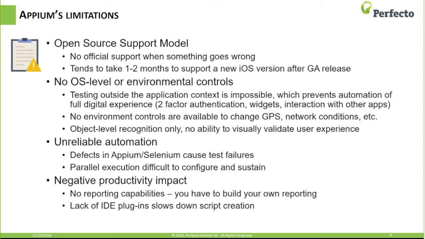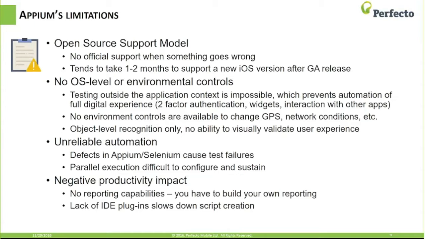There's also no OS level or environmental controls in Appium. So basically what that means is that testing outside of the application context is impossible, right? You remember how we talked about the overall digital experience? That is something that is difficult to achieve if you just have Appium. It's very difficult to break out of the context of the application when you receive, for instance, an interrupt, maybe an SMS message or an OS level pop-up that requires action from the user. Appium doesn't have visibility in these types of events. So if your application requires that type of interaction, you won't be able to automate that specific use case if you are using pure Appium.